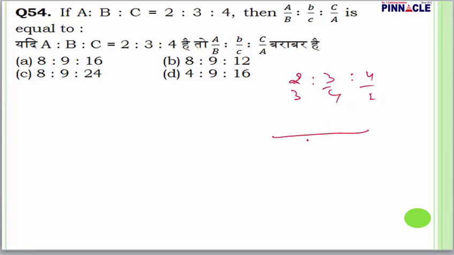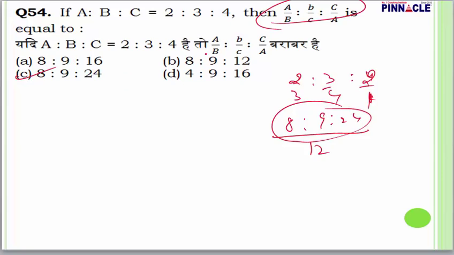C by A is 4 by 2, which you can also write as 2 by 1, because 4 by 2 is equal to 2. So 12, 8, 9, 24. 8, 9, 24 should be the ratio. Answer is C. This is equal to 8, 9, 24.